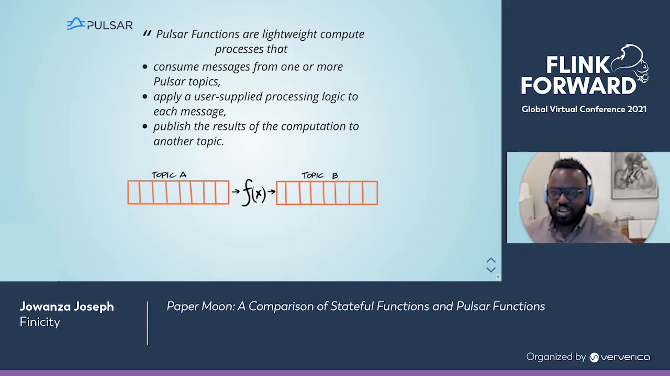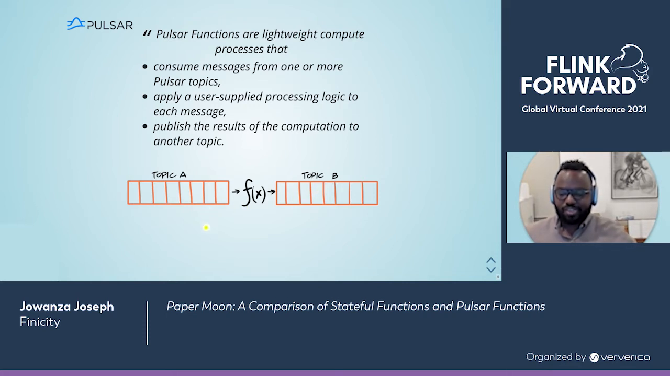As far as Pulsar functions are defined, this is from the Pulsar functions website. They say that Pulsar functions are lightweight compute processes that consume messages from one or more Pulsar topics, apply user-supplied processing logic to each message, and then publish the results of the computation to another topic. If you look at the bottom here, you can see topic A. You could think of this as a partition topic, and each space here is just another message in the topic. A Pulsar function would subscribe to this topic, and then for each of the messages in here, do some kind of processing logic on it, and then push it to a new topic.